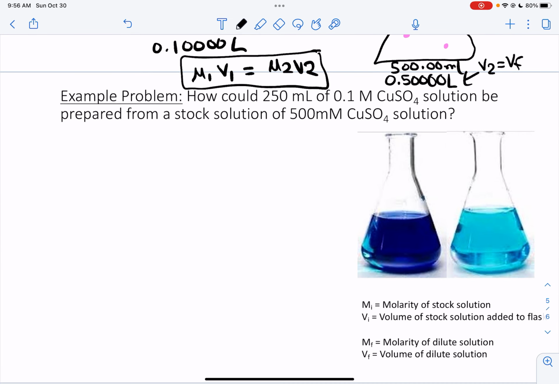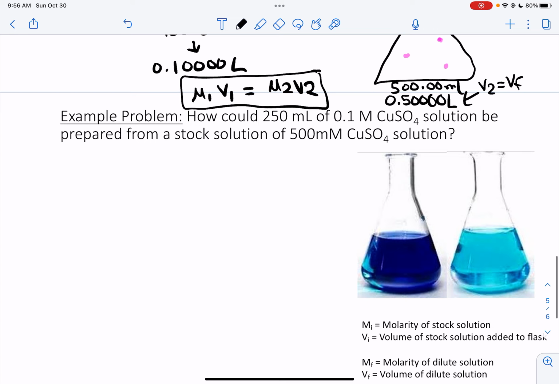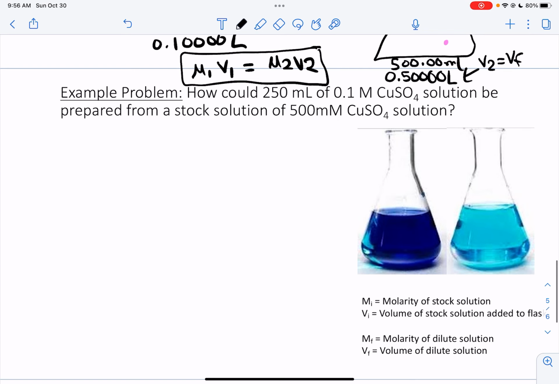So for example, how could 250 mL of 0.1 molar copper sulfate solution be prepared from a stock solution of 500 millimolar copper sulfate? If we take a look, we're given some information about what we want. We're told that we want 250 milliliters of solution, so this is the volume of the dilute solution. That's what we want. And we want a molarity of 0.1 molar for this one.